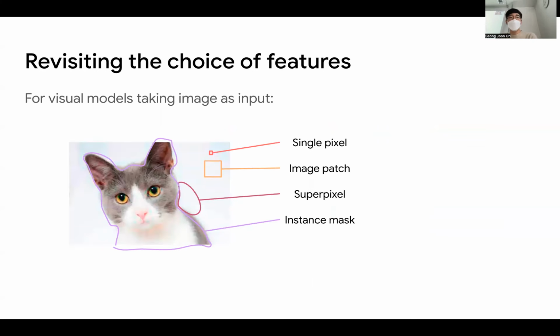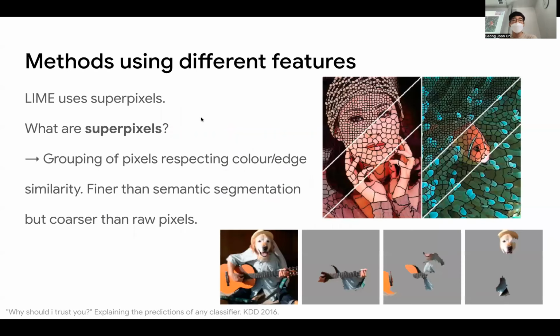And let's talk a little bit more about the choice of features here for visual models taking images as input, right? We are talking about superpixels. LIME uses superpixels, for example. And I said superpixel is some grouping of pixels, but actually there have been a lot of improvements in superpixel technology until a few years ago, but I think nowadays there are not as many people looking into superpixel technology anymore.